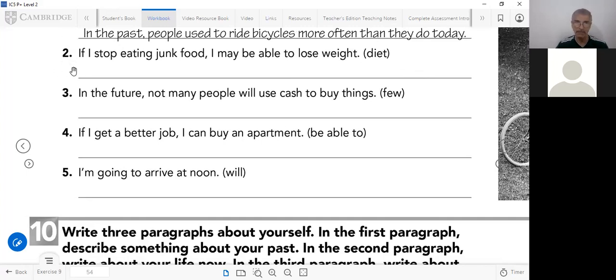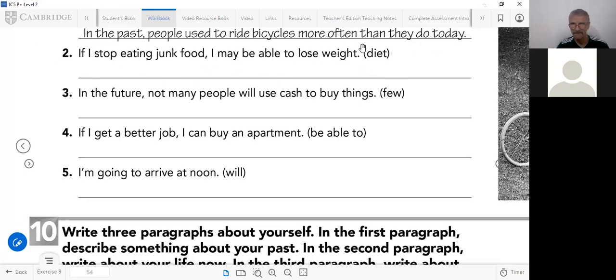Okay, now let's go to number 2. Can you read the sentence and then try to use another sentence by using the word diet? It is referred to this. There is an idea in your brain. Please read it. If I stop eating junk food, I may be able to lose weight. What do you say by using diet?